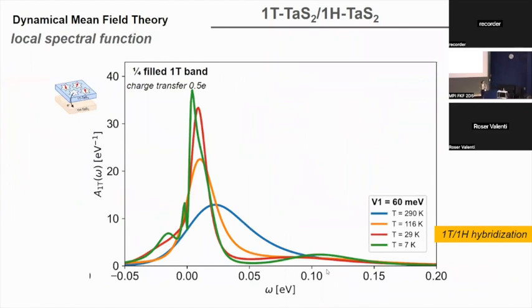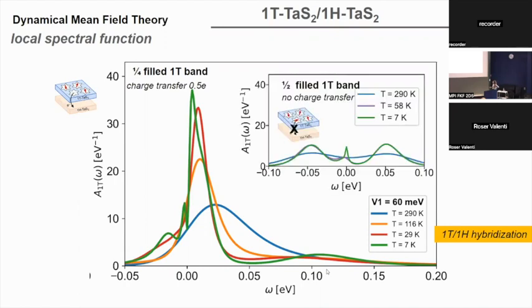In order to compare with the experiments, we have to calculate the spectral function. So this is the local spectral function as a function of frequency. This would be the Fermi level. And here it is shown for the hybridizations that we have in this system and with the corresponding charge transfer. So we have a quarter filled Hubbard model in this sense. And what one observes is that, as a function of temperature, there is the appearance of this resonance with very asymmetric lower and upper Hubbard bands.